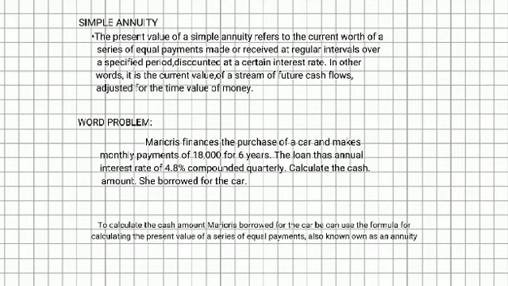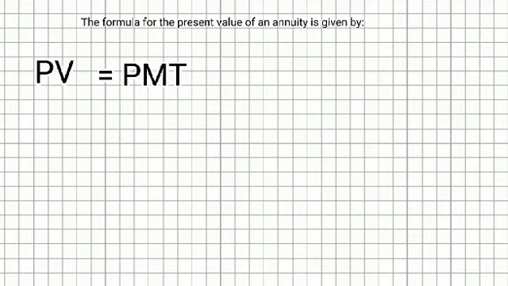To calculate the cash amount Marie Chris borrowed for the car, we can use the formula for calculating the present value of a series of equal payments, also known as an annuity. The formula for the present value of an annuity is given by PV, or the present value, equals the monthly payments multiplied by 1 minus (1 plus r) raised to the power of negative nt, over r.